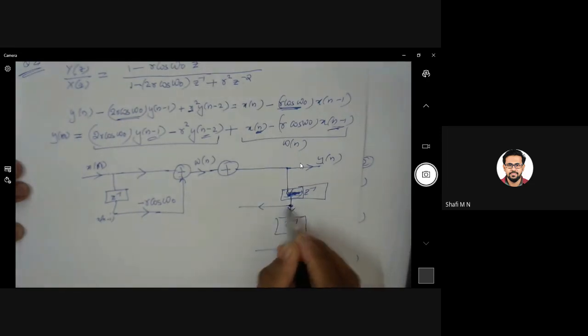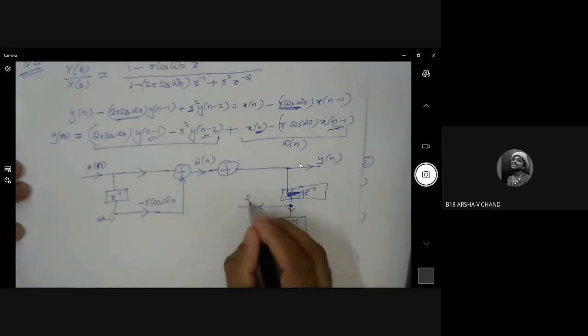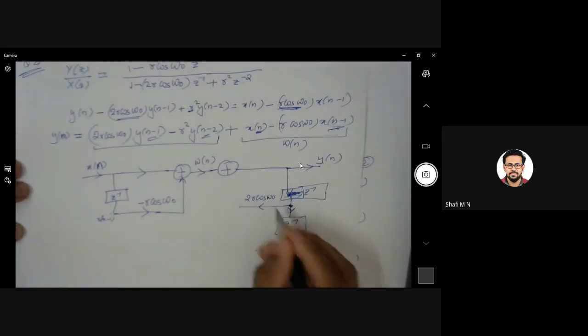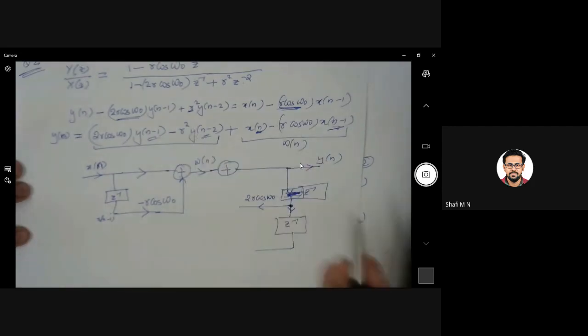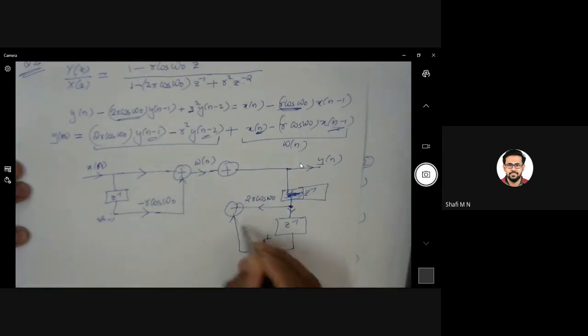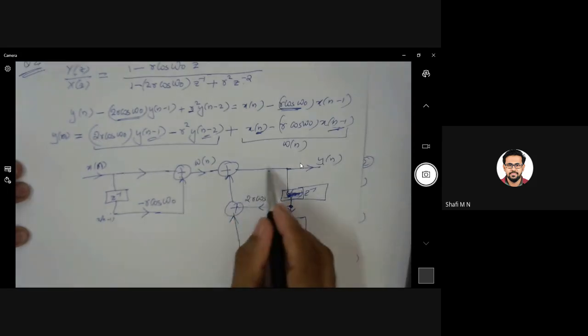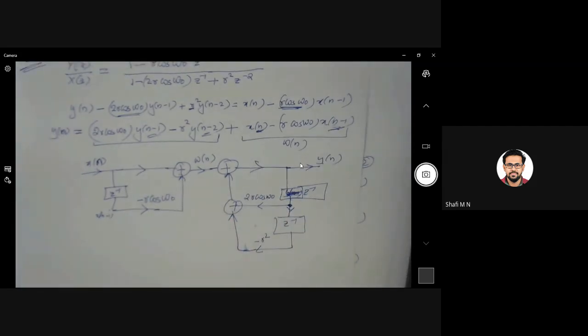You tap over there and multiply with how much? 2r cos omega naught. Isn't it? Then minus r square. So I have to add all these things, so I'm going to draw another summing block. The result has to be added with w of n. This is referred to as y of n. This will be your y of n. Just have a look and we will move to the second, direct form 2 method.